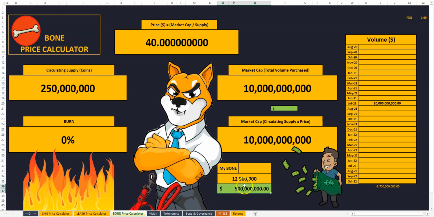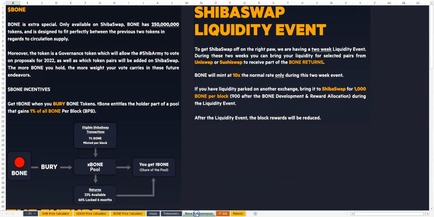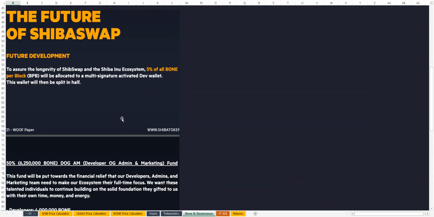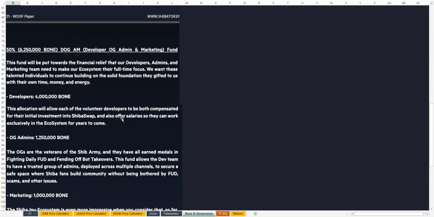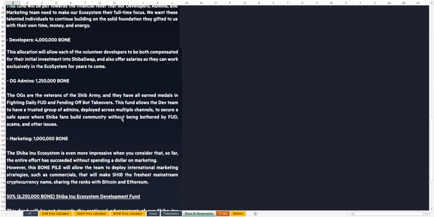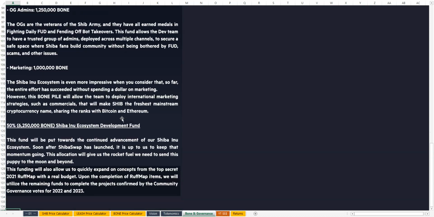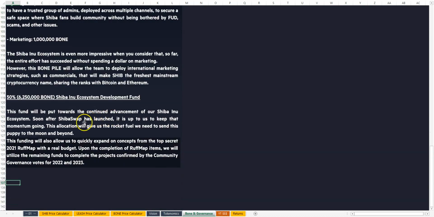And if you read the white paper, this liquidity will go towards the ecosystem. At least half of that, it says here, will be towards the continued advancement of our Shiba Inu ecosystem. And it's to keep the momentum going and to provide rocket fuel, pretty much to try our very best to take this project to the moon. You're going to see after ShibaSwap, it's going to happen.